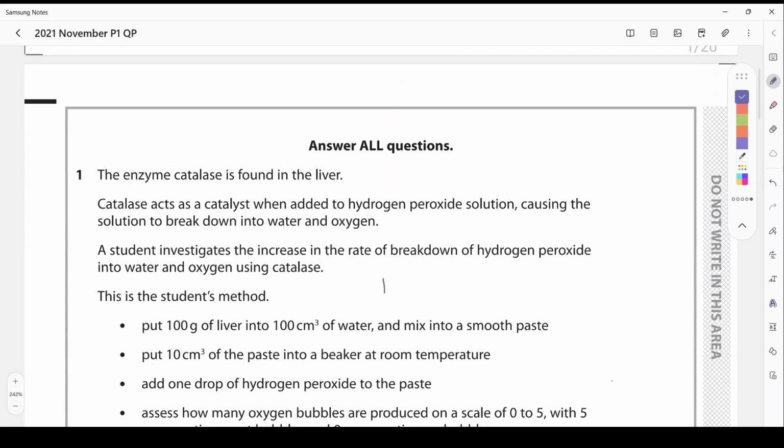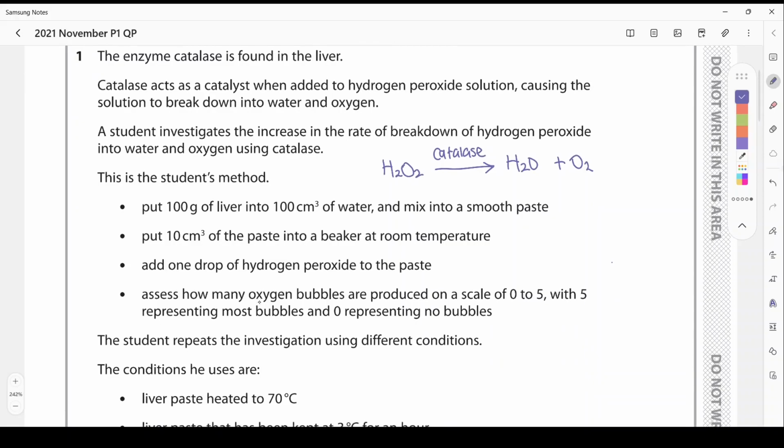So hydrogen peroxide is H2O2. For anyone that's doing chemistry, this might be helpful. So catalase is the enzyme that breaks it down into water and oxygen. Oxygen is a gas, which is why we're going to see how many oxygen bubbles are being produced here.